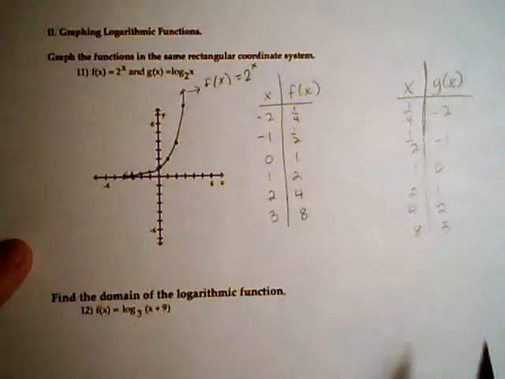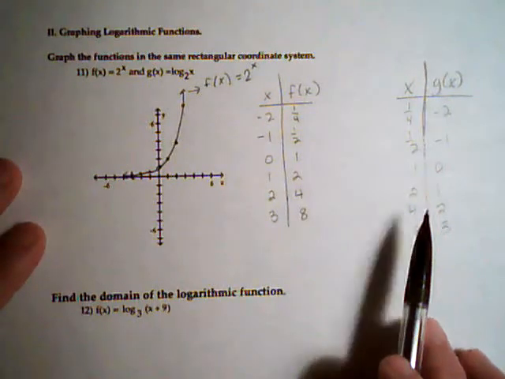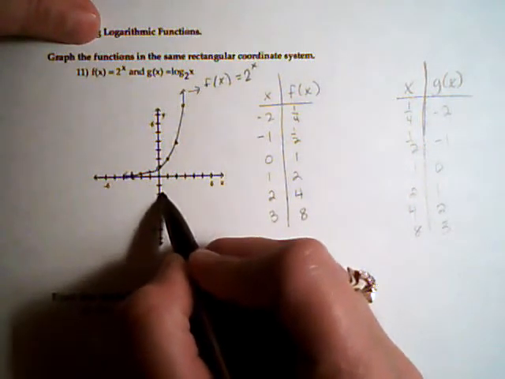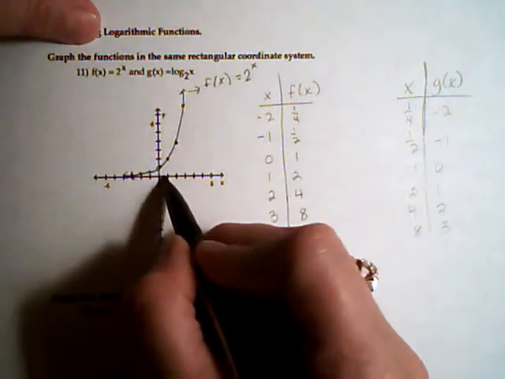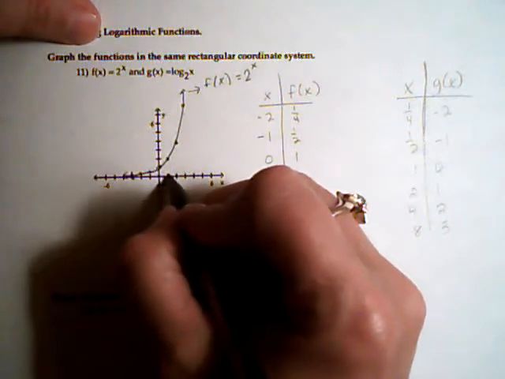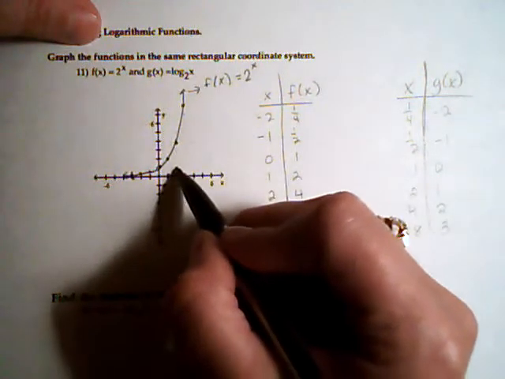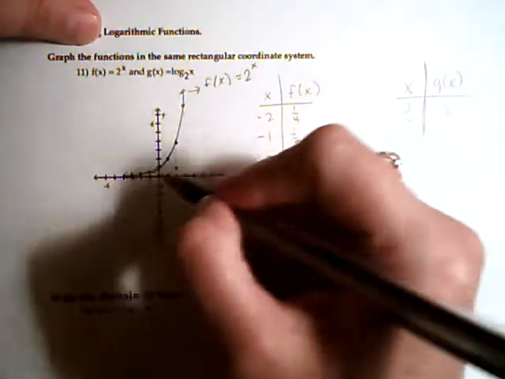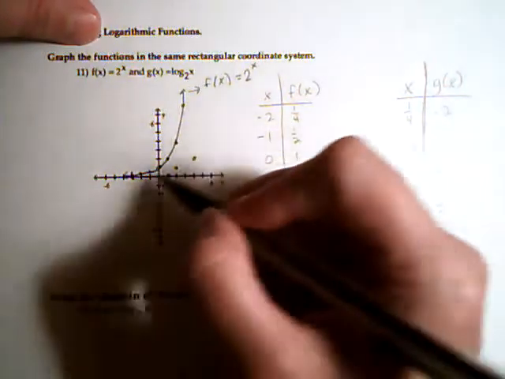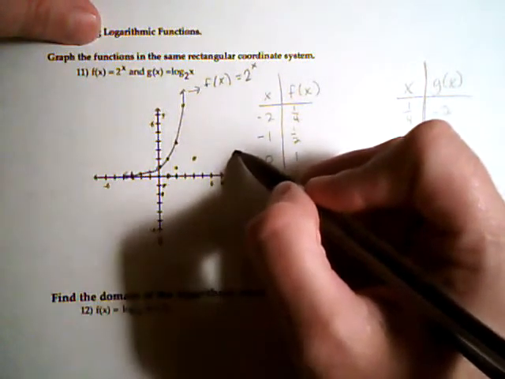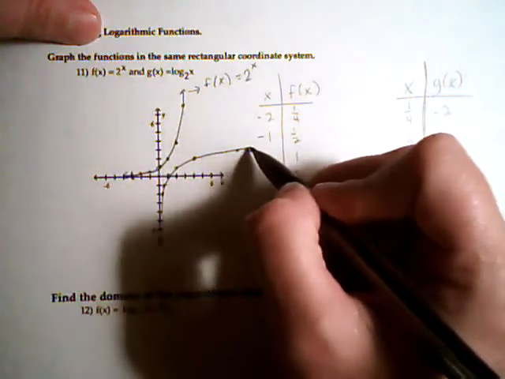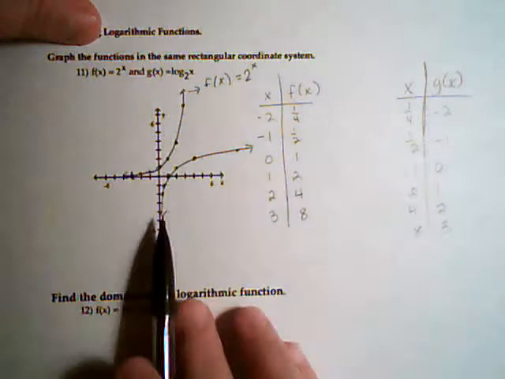So if I want to plot those values now on my graph, if I say x is 1/4, then my y value is negative 2, 1/2 negative 1, 1 0, 2 1, and 4 2, and 8 3, which I would have to go out a little further to get that one. But this would be the shape of my logarithmic function, log base 2 of x.